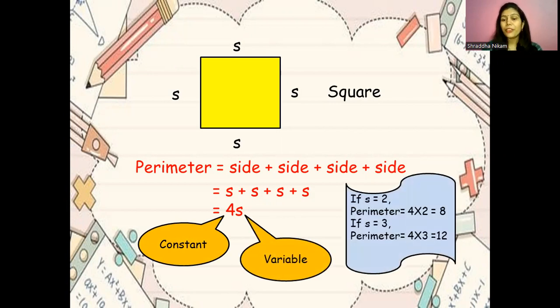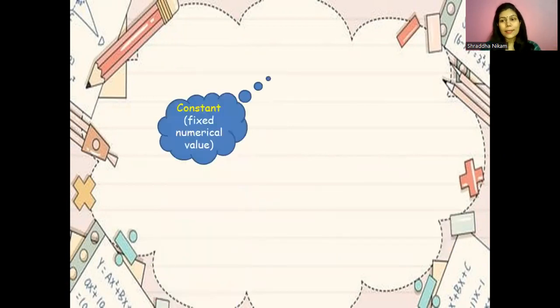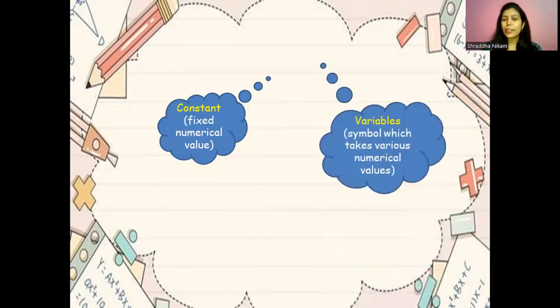If the value of S is 2, the perimeter will be 8. If the value of S is 3, the perimeter will be 12. So the value of a constant will never get changed, but the value of a variable gets changed. What is a constant? A constant is a fixed numerical value. And what is a variable? A variable is a symbol which takes various numerical values. And most of the time it is shown by a small alphabet.